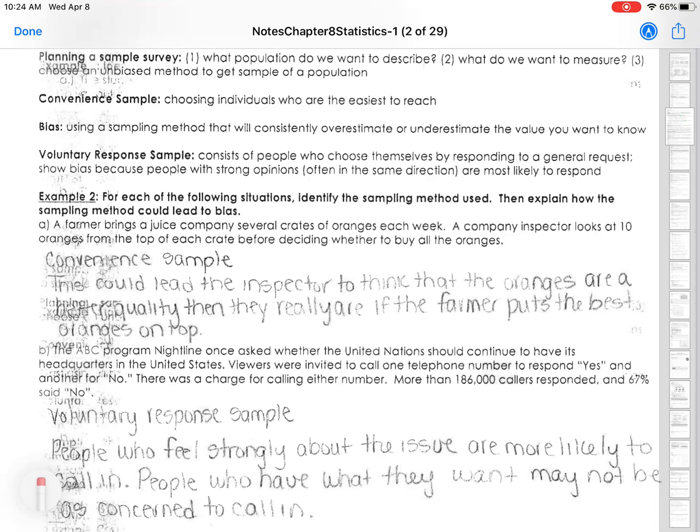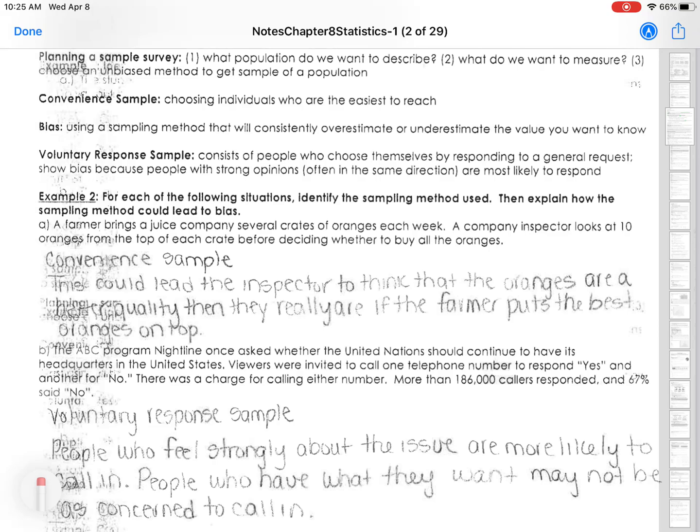So a convenience sample is choosing individuals who are the easiest to reach. Think it's convenient. Something that's biased is using a sampling method that will consistently overestimate or underestimate the value of what you want. And it's sort of leading you in a specific direction if it's biased. A voluntary response sample consists of people who choose themselves by responding to a general request. It shows bias because it's only the people who have strong opinions, or the ones who think a certain way, who are most likely going to respond to the particular question being asked.